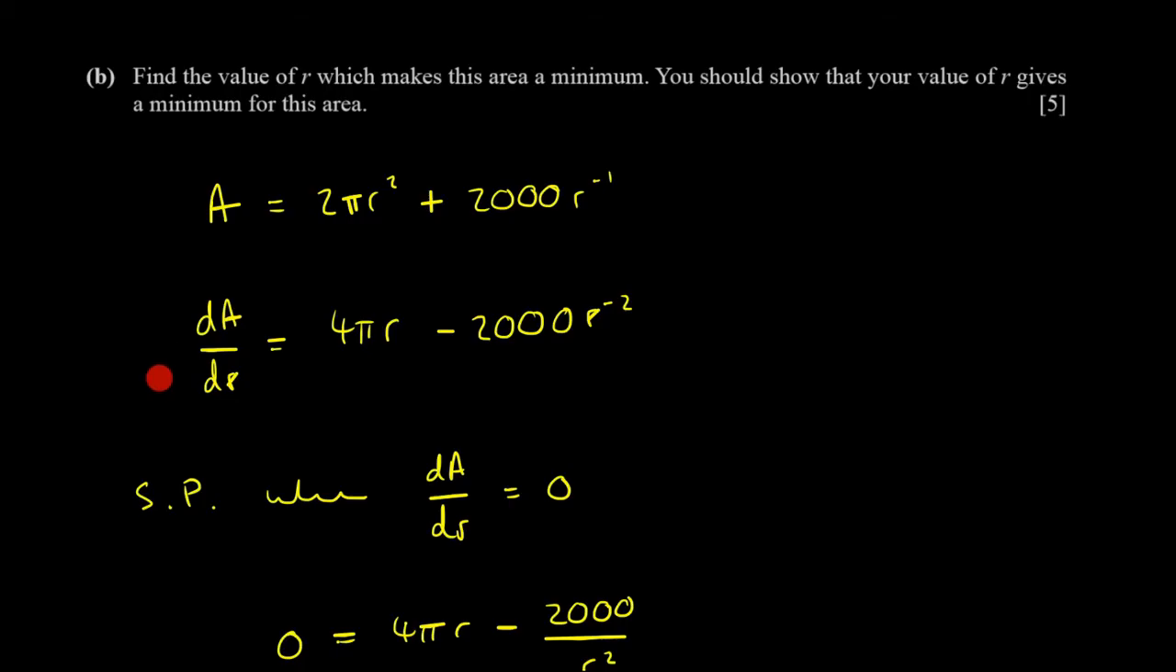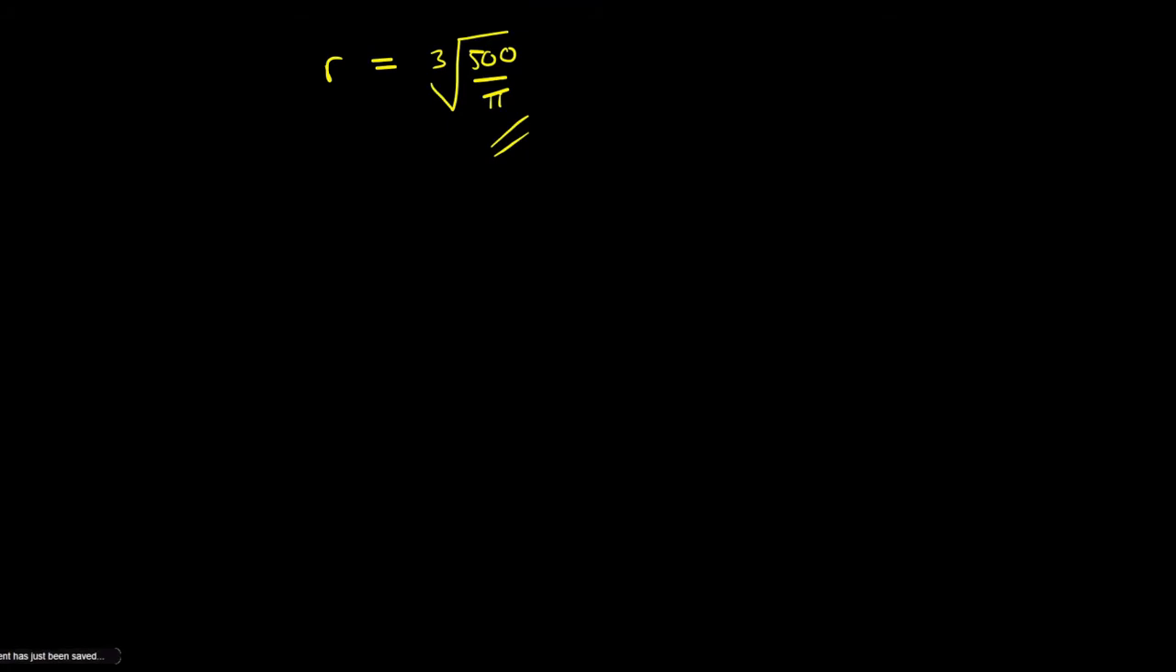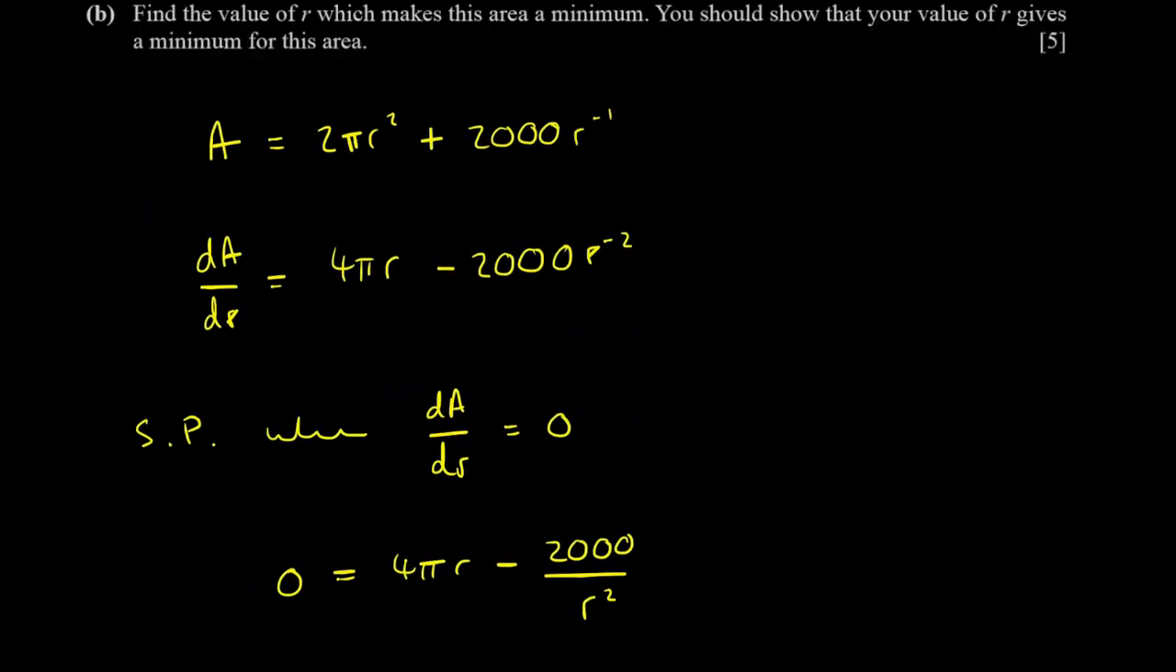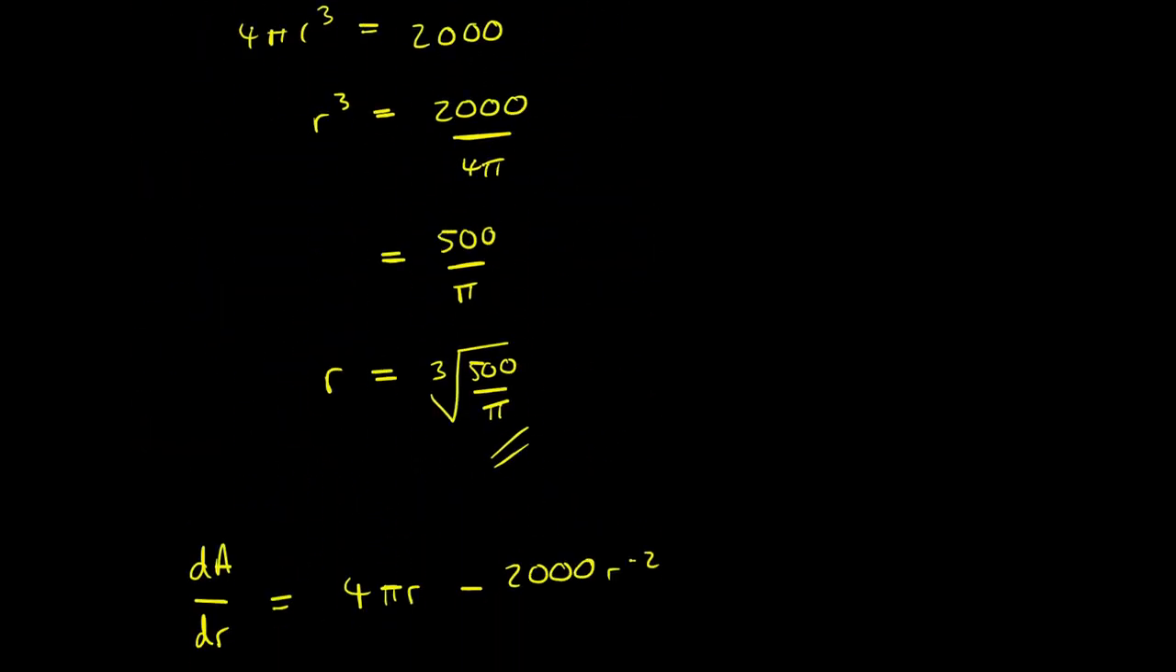Well, we want to show that our value of r gives a minimum. So what that means is we've got to differentiate this again and get the second derivative. So let me write out dA dr. dA dr was equal to 4 pi r minus 2000 upon r squared, or 2000 r to the power negative 2. Just double check that. Yep.